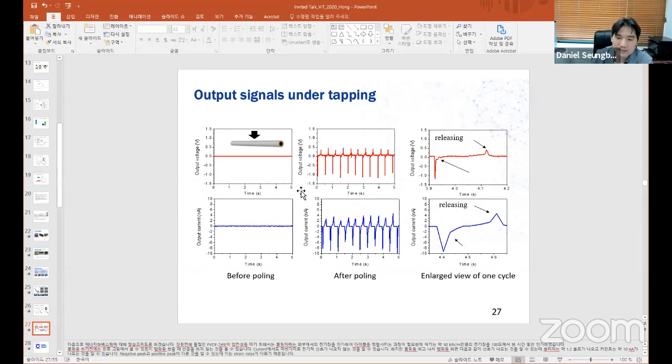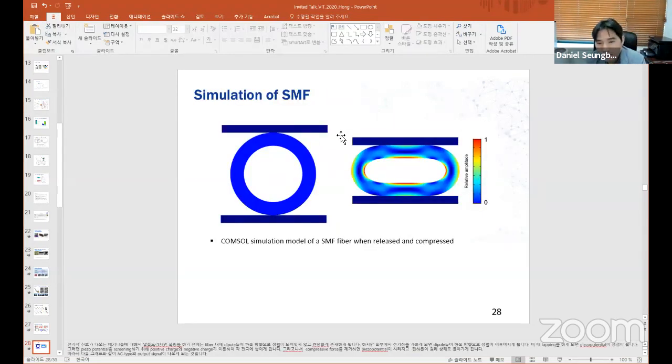So here is the basic performance, and you can see the output voltage. When my finger taps on top of it, you can see a symmetric voltage there, because pressing and releasing has different strain rates, as you can see in the magnified graph on the right side. And if I change the connection, you can see the same thing here, right? And also we can simulate them.